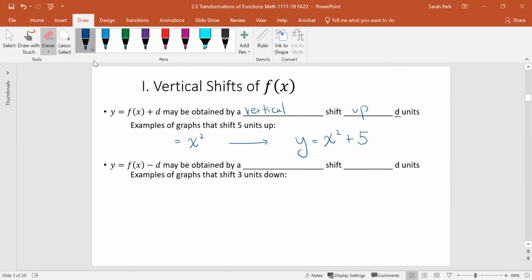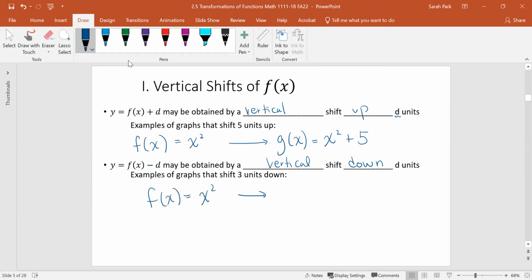Actually, let's write it in function notation. If f of x equals x squared, the function that would take that up 5 units is g of x equals x squared plus 5. The other case is if we subtract d, f of x minus d. This will be obtained by a vertical shift down d units. For an example of a graph that shifts 3 units down, we have the same function x squared. We can move that down 3 units by taking x squared and subtracting 3.